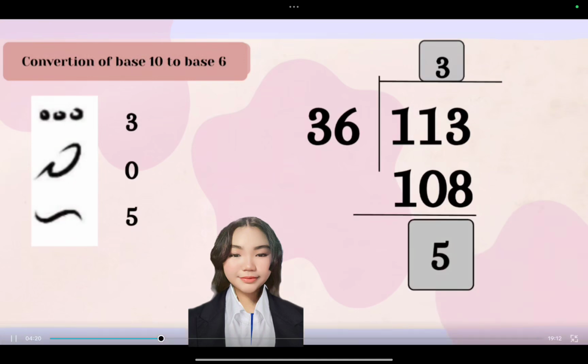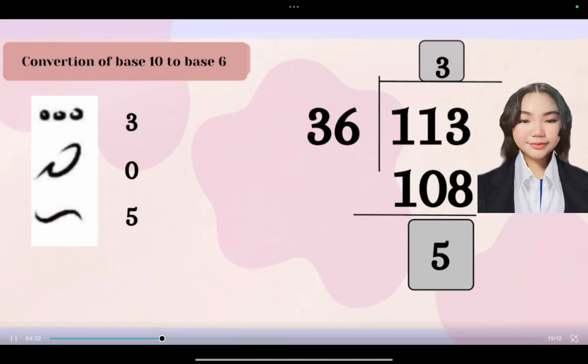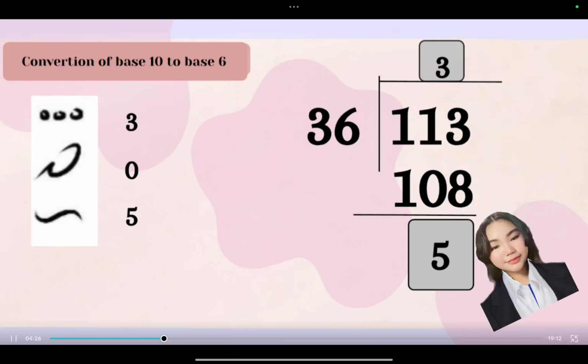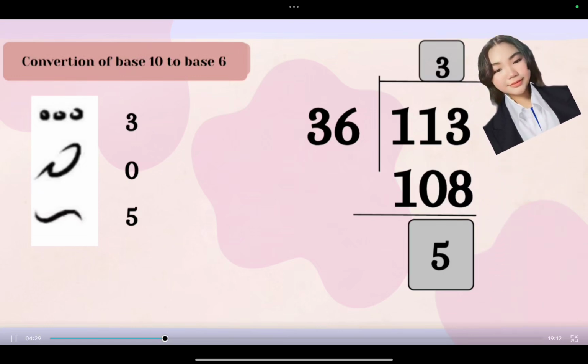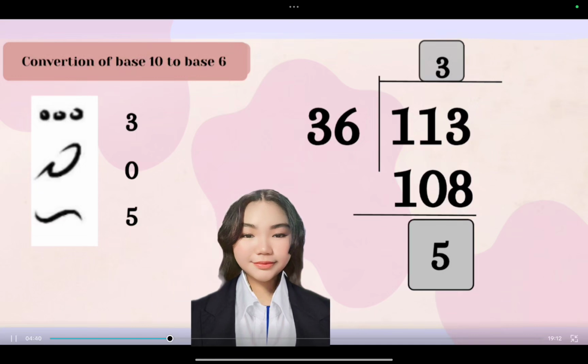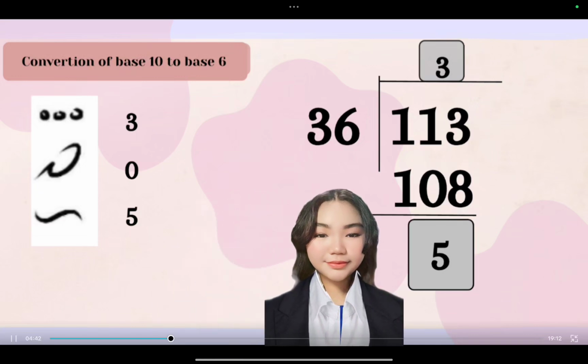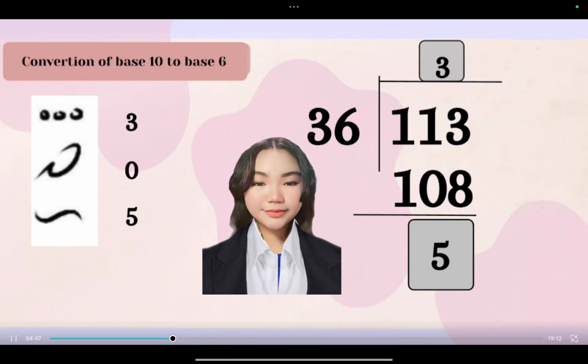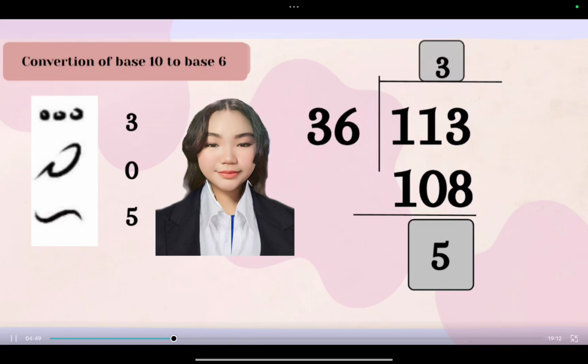To convert 113 to base 6, we divide 113 by 36, which gives us 3, with a remainder of 5. The 3 represents the 6 squared place. Next, we consider the 6 to the power of 1 place. Since the remainder 5 is less than 6, we place 0 in this position. Lastly, the remainder 5 represents the 6 to the power of 0 place. Therefore, combining this, 113 in base 10 is equal to 305 in base 6.